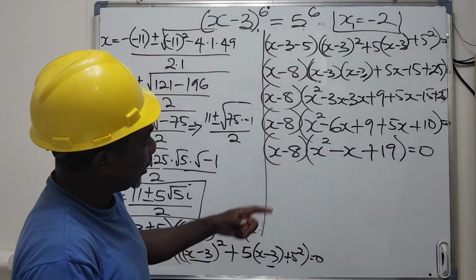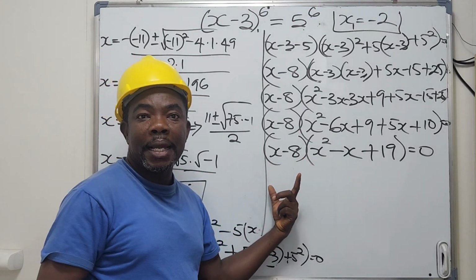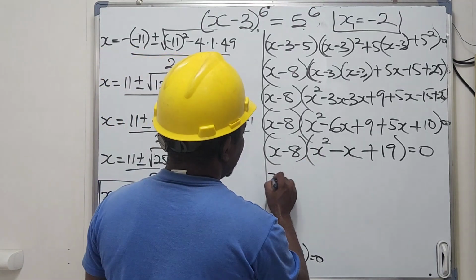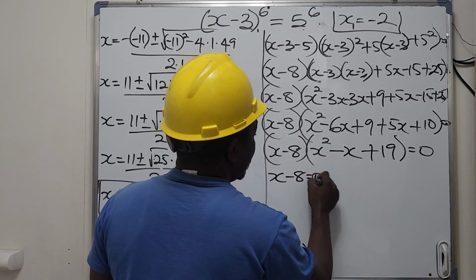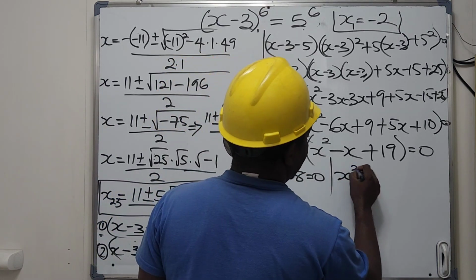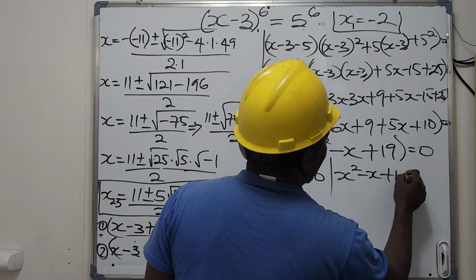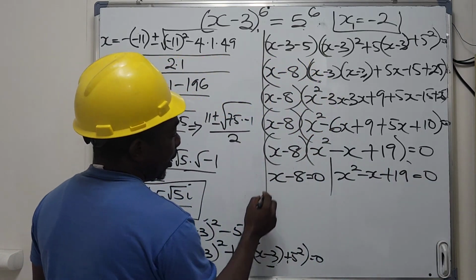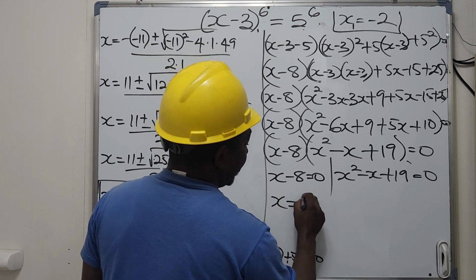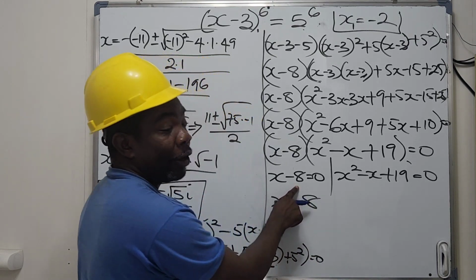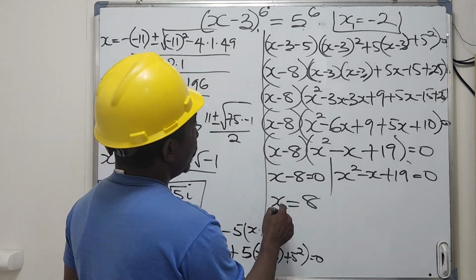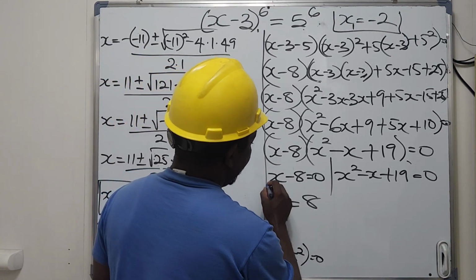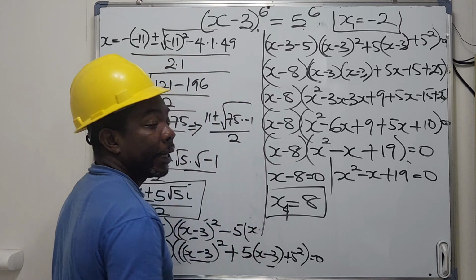If you look at this, this is two parentheses. It is either the first one equals 0 or the second one equals 0. So the first one is x minus 8 equals 0, and the second one is x to the power of 2 minus x plus 19 equals 0. So you can look at this first one. Our value of x will become 8 when we transpose minus 8 to this other side. So the value of x is 8.